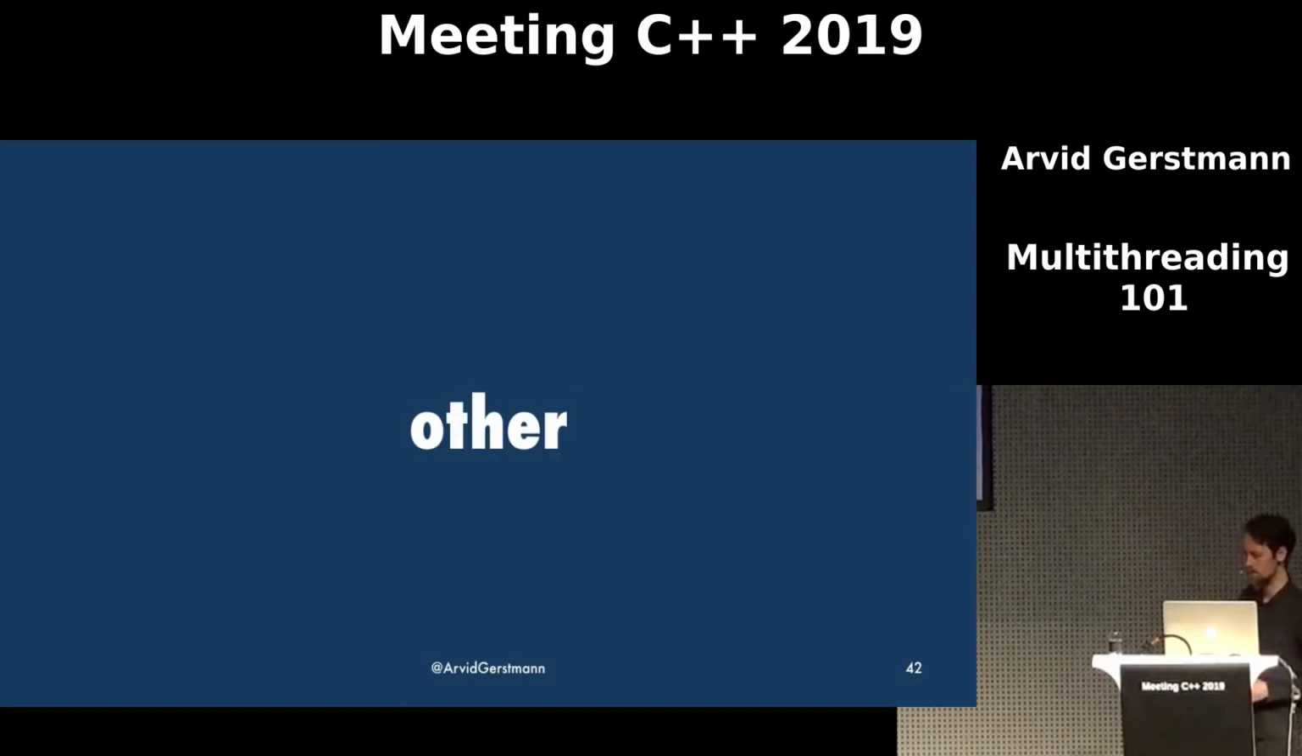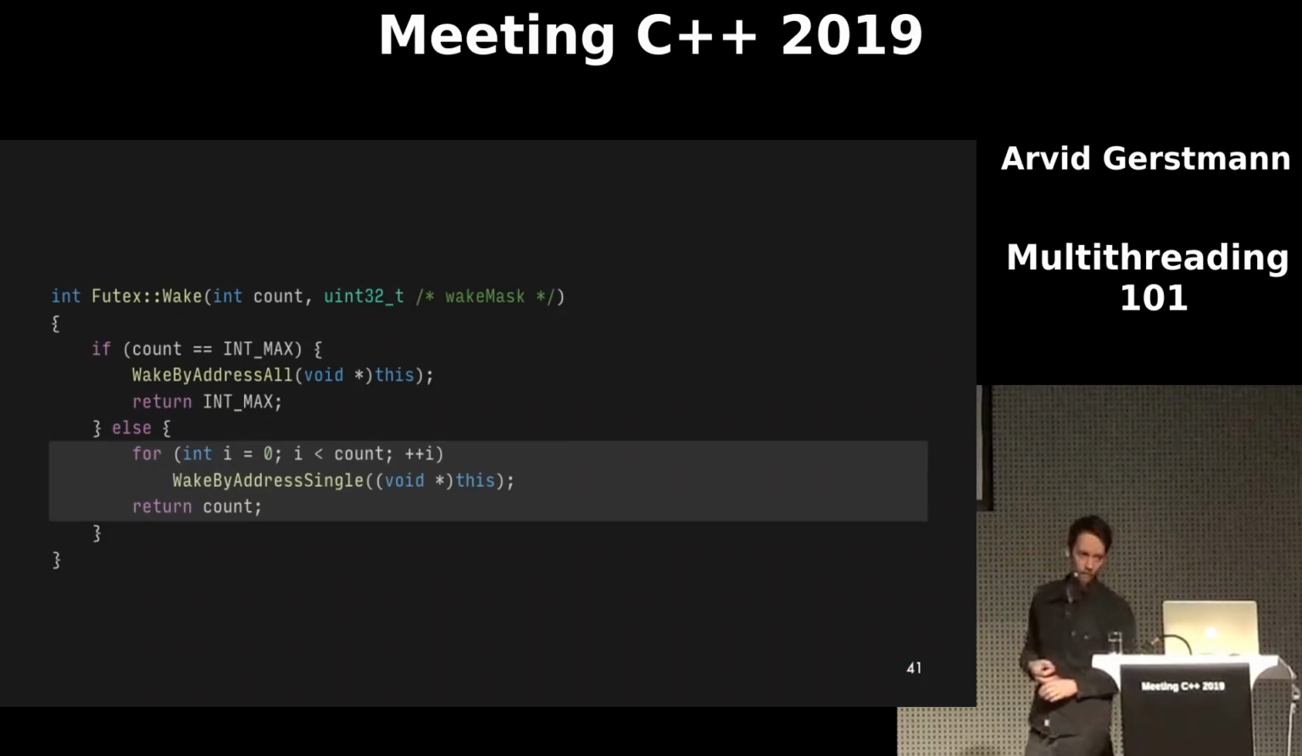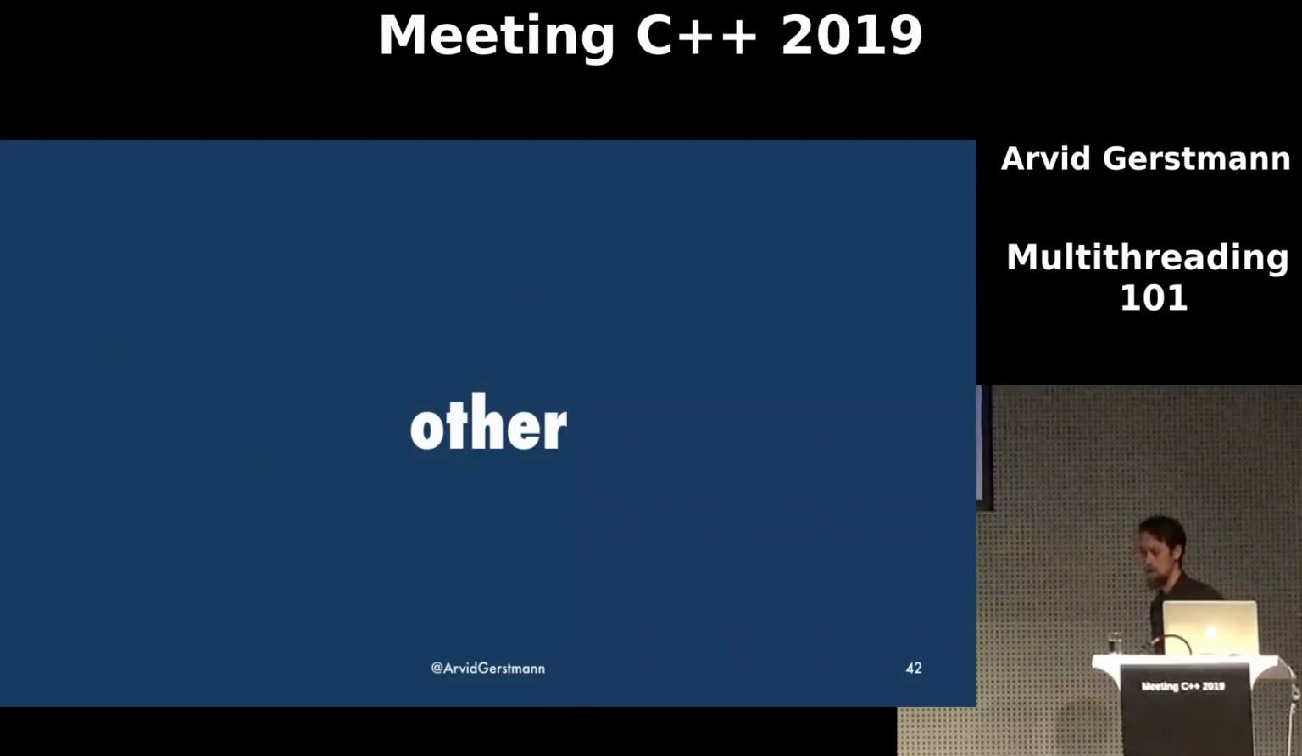So let's look at the other operating systems. We have a problem, as you see, with the wait mask and the wake mask. As you also see here, the wake mask is ignored. And we also have a problem on macOS, where there's no real good alternative to wait on address, or futexes.